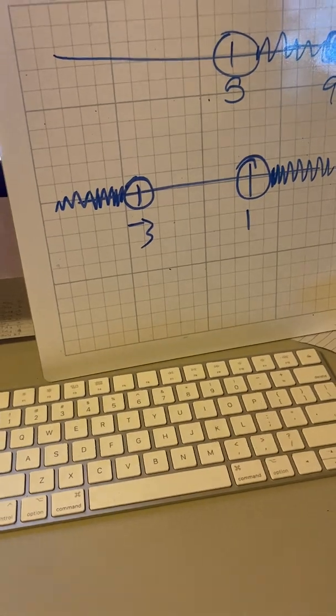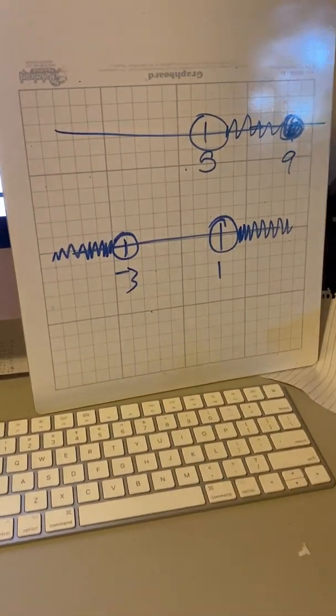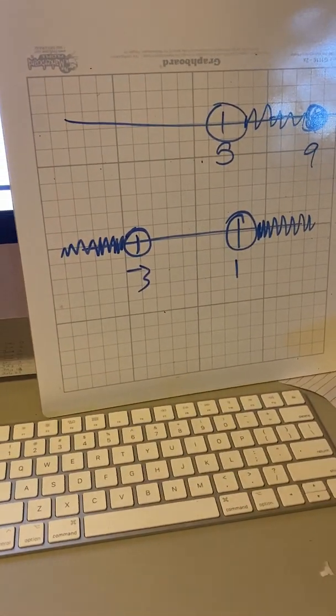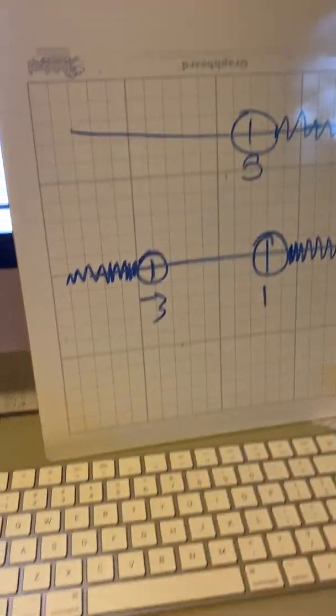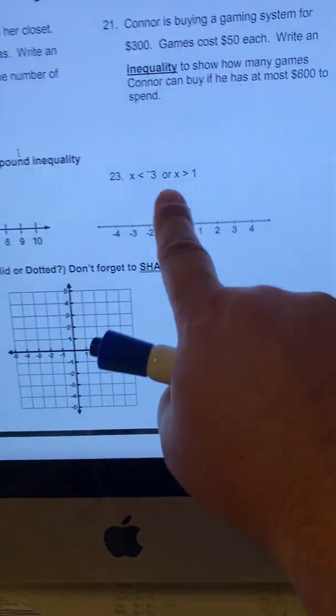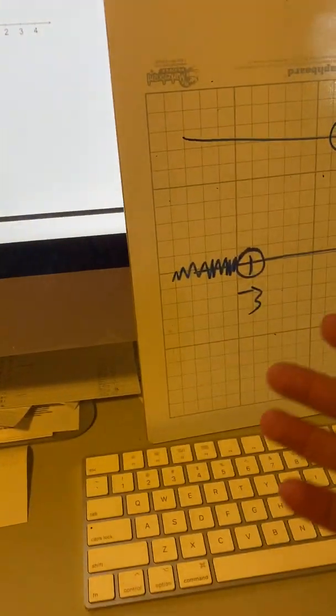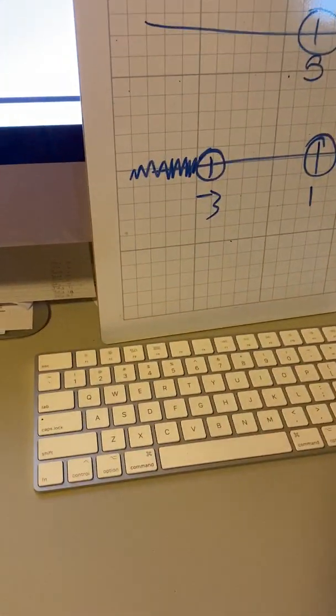If this was an "and" statement, what would your answer be here? There is no answer that works for both of them. There would be no real number, or no solution. This wouldn't work. But because it's an "or" statement, you just put them both on there. It has to work for one of them or both of them, but it just has to work for one of them.